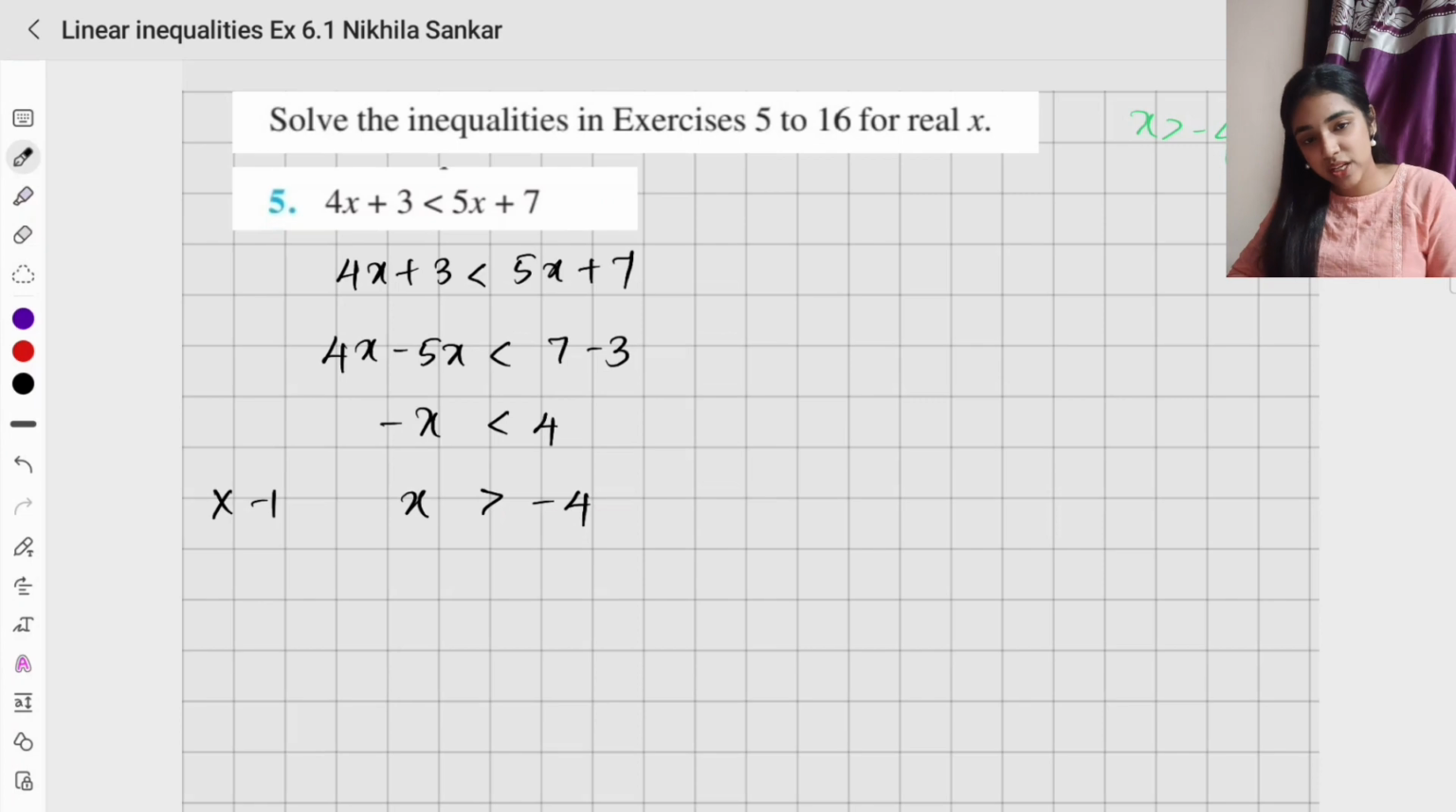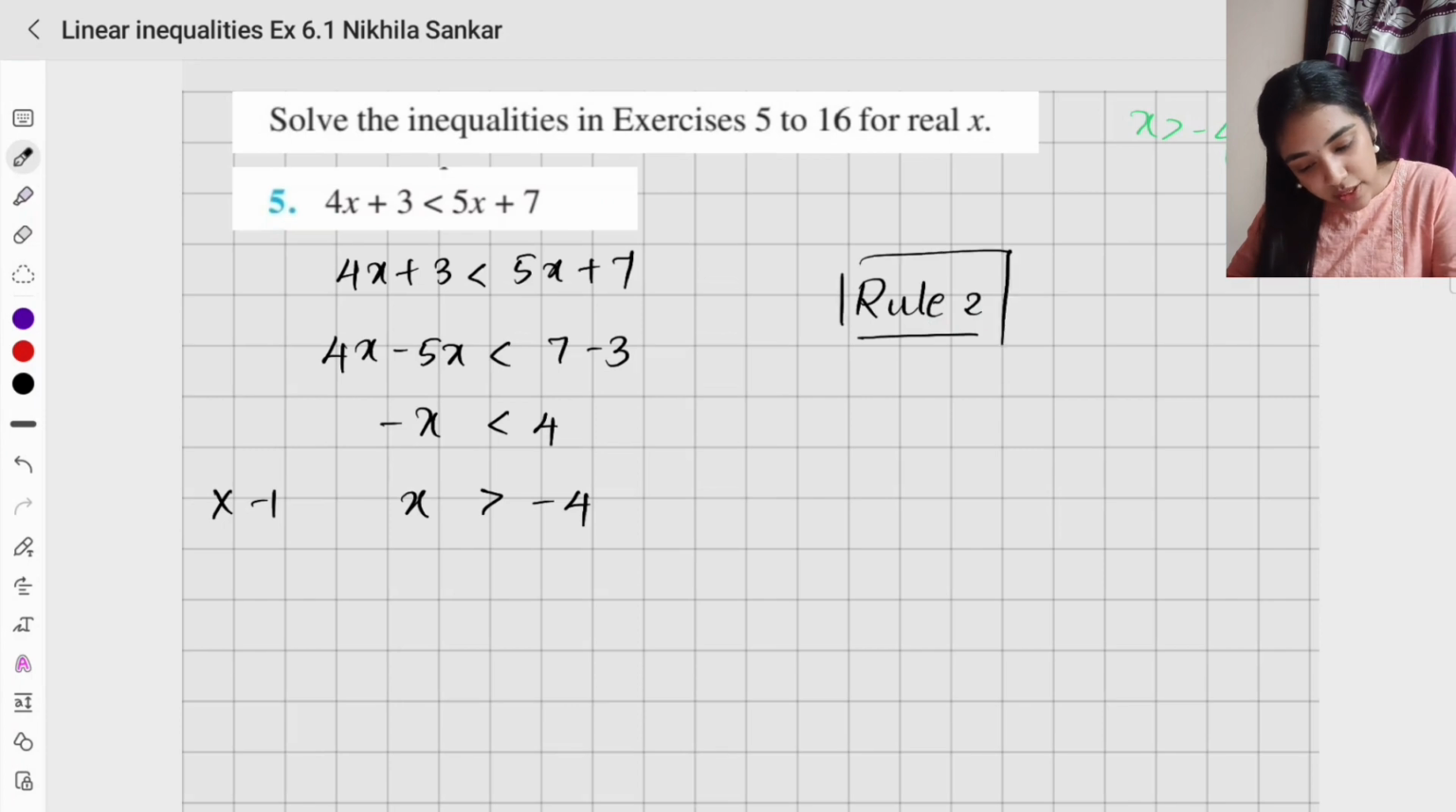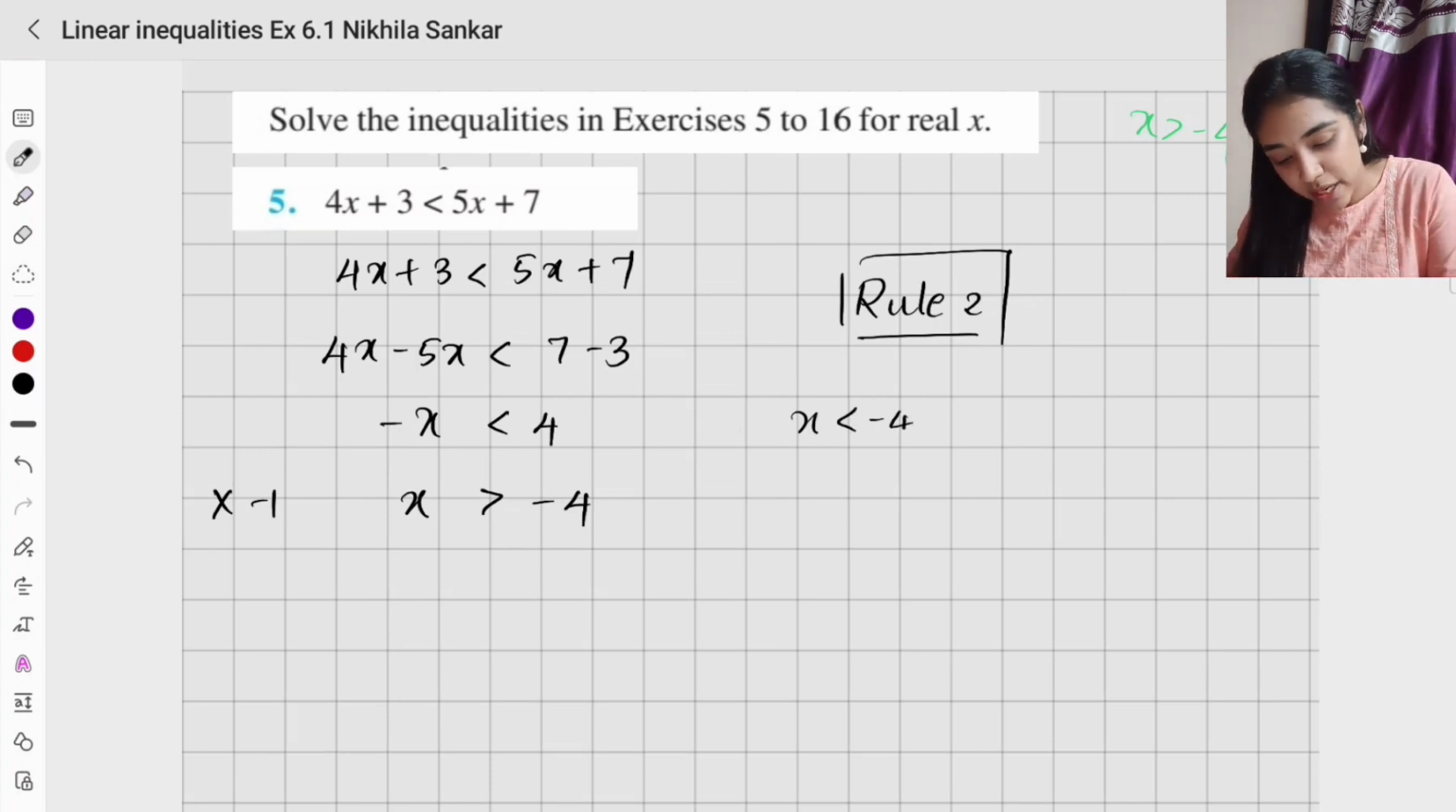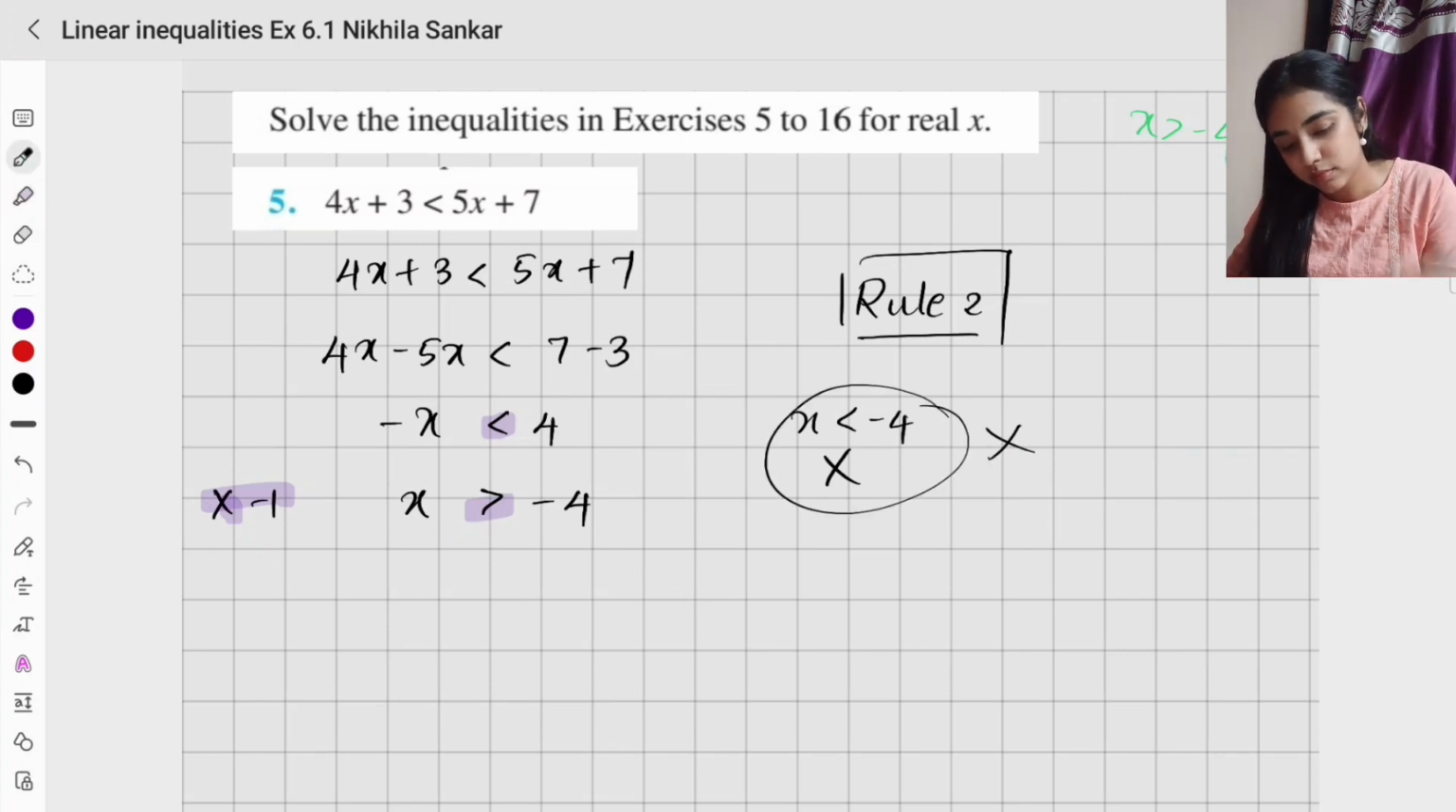The inequality changes when we are multiplying or dividing by negative numbers. Always remember, this is rule number 2. Rule number 2, it is given in your NCERT textbook. Okay, please don't forget. We are multiplying by minus 1, so the inequality is going to change. In that, minus x less than 4, do not write x less than minus 4. Okay, this is wrong. You have to change the inequality. You see here, the less than symbol becomes a greater than symbol when you are multiplying by minus 1. Okay, this is wrong. Please don't write this.